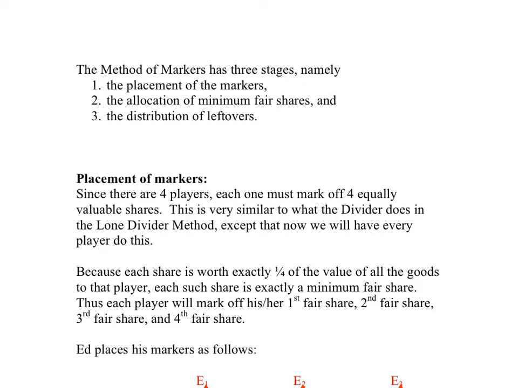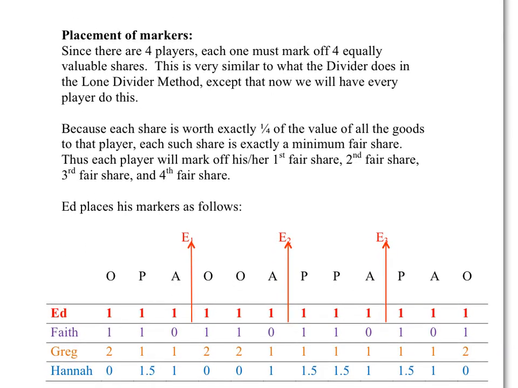To place the markers, there are 4 players, so each one has to mark off 4 equally valuable shares. This is very similar to what the divider does in the lone divider method, except that now we're going to have each player do this separately. So each share is going to be worth exactly 1/4 of the value of all the goods. Each player is obligated to mark off 4 equally valuable shares.